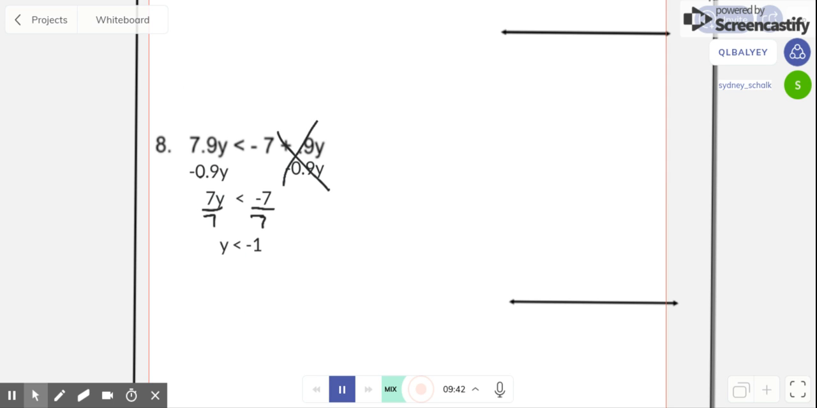Last one, we have variables on both sides, so we have to get them to the same side. I'm going to subtract out the smaller term with the variable, which is 0.9y. When I do that from both sides, 7.9y minus 0.9y gives me 7y is less than negative 7. Lastly, divide by 7, and you get your answer.